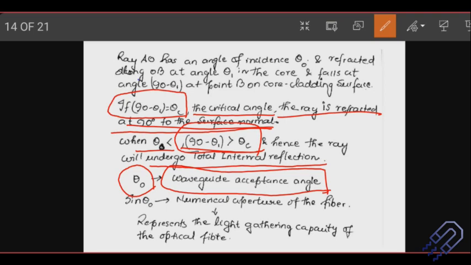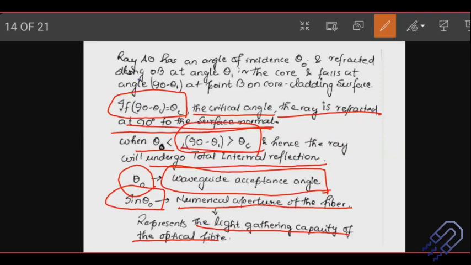Now what is sine theta naught? If you take the sine of this accepted angle, this is called the numerical aperture of the fiber. So you see, this numerical aperture is a very tricky term. You have to understand certain things before you explain this. So you have the waveguide acceptance angle, take the sine of that, that is the numerical aperture of the fiber. And what does it represent? It represents the light gathering capacity of the optical fiber.